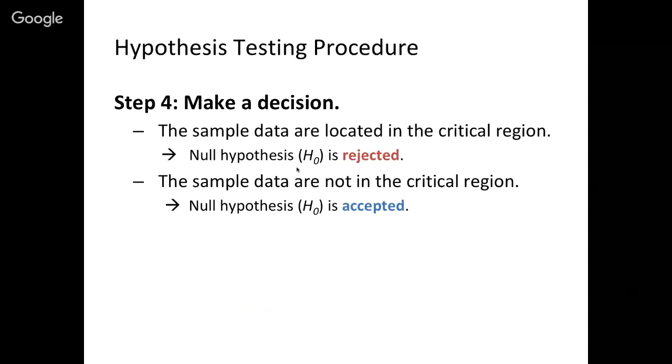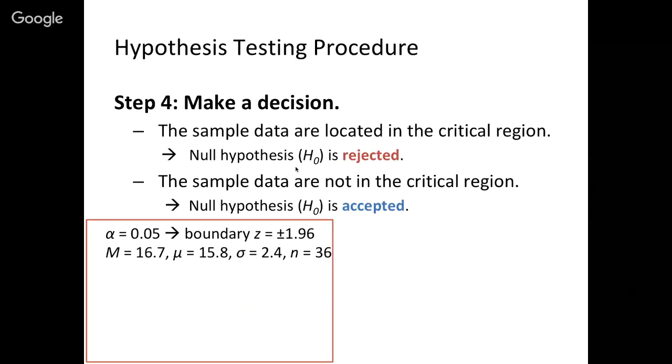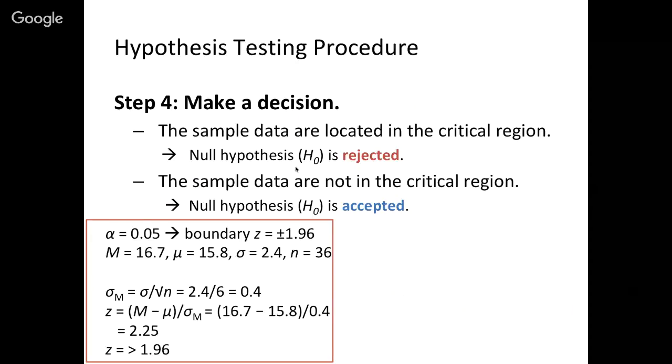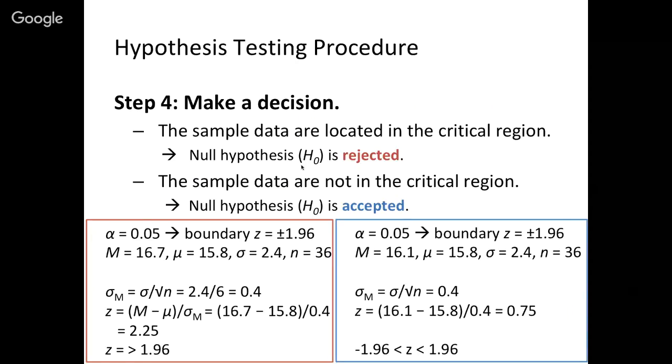If the sample data are not in the critical region, right, meaning the sample data are in the white area, then we cannot reject the null hypothesis. We just have to accept the null hypothesis, which said there's no effect.